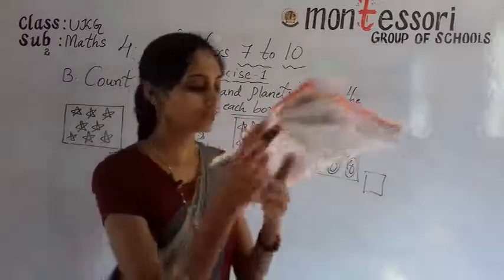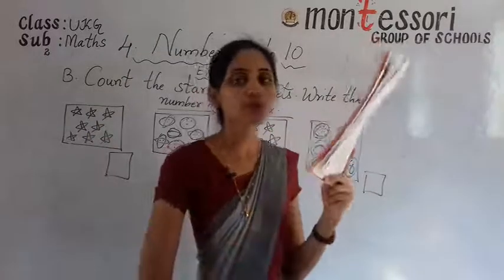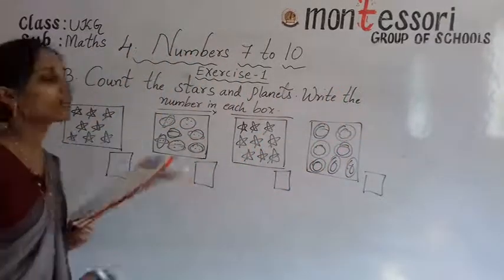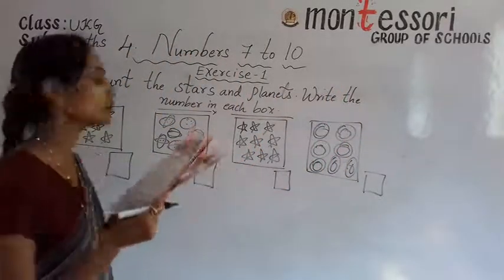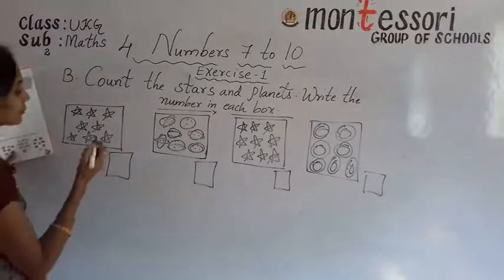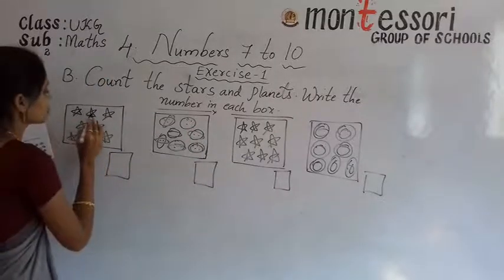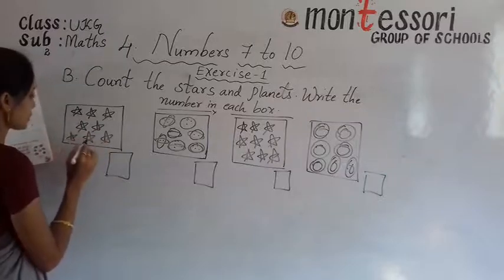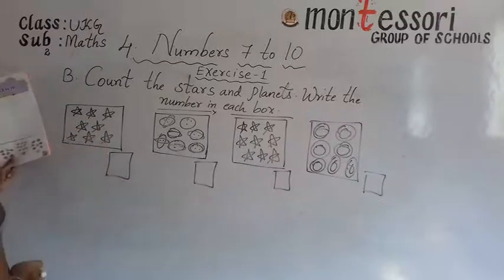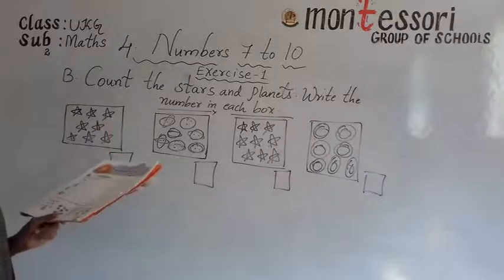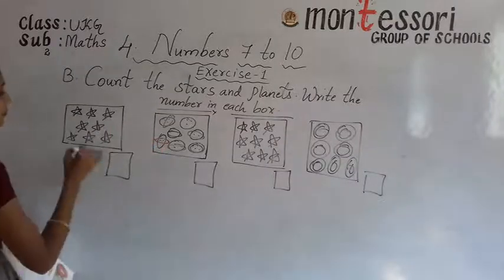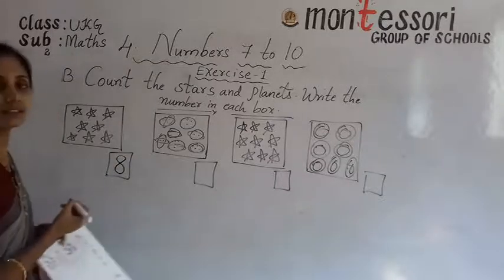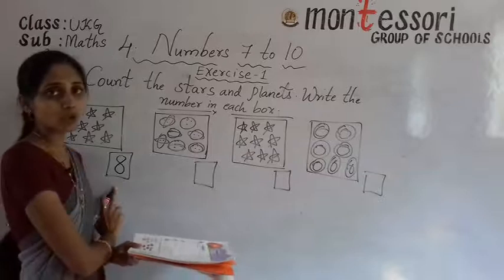In the first box, how many stars are there? Do you know? Don't know. So, to know the number, we have to count. 1, 2, 3, 4, 5, 6, 7, 8. Totally how many stars are there in the first box? 8. Write the number 8 in the box below.